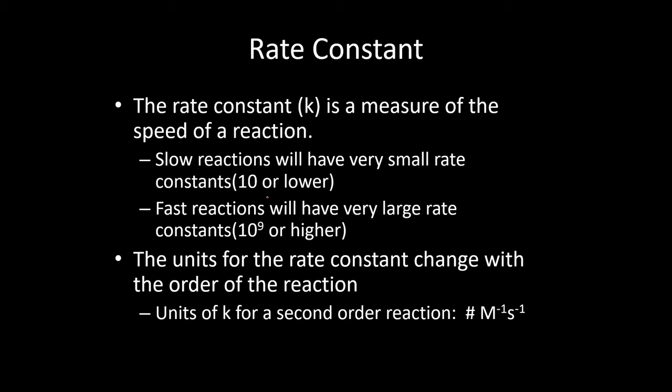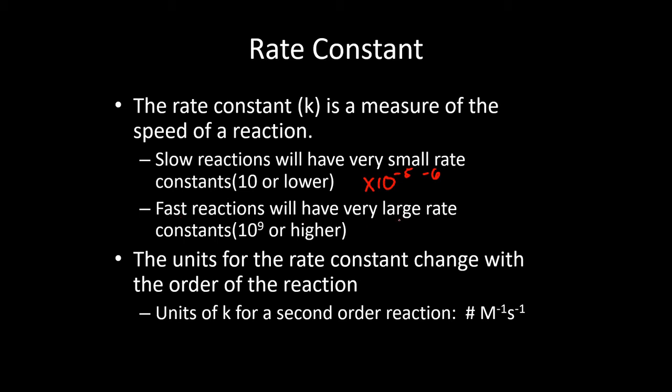Now the values that I have here are not quite accurate, actually. So it says the slow reactions will have very small rate constants, 10 or lower. 10 isn't super slow, but it's not really fast either. So this one's not too bad. You can get rate constants down into like the 10 to the -5, 10 to the -6. You can get really, really tiny rate constants.